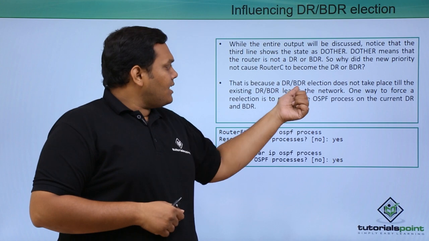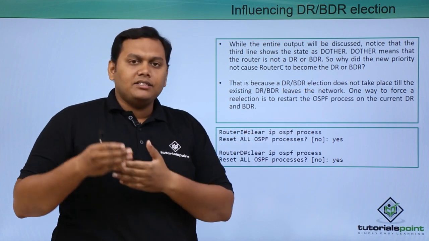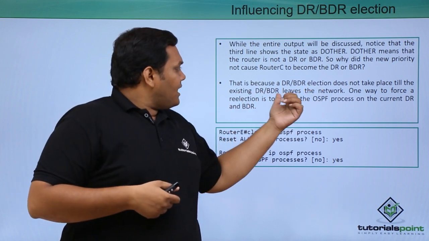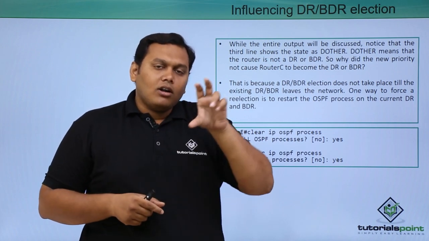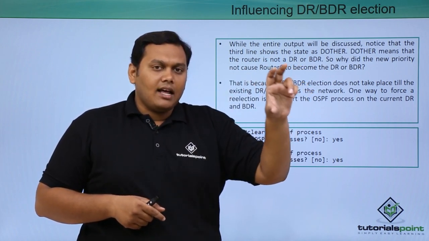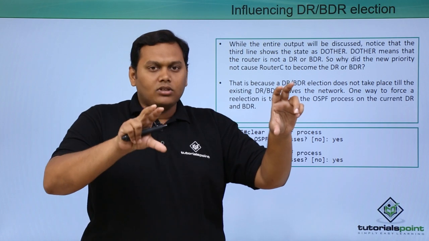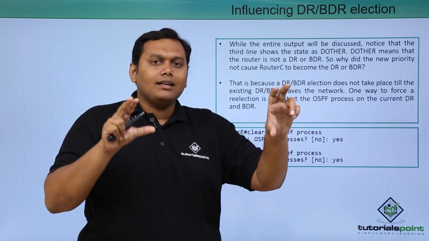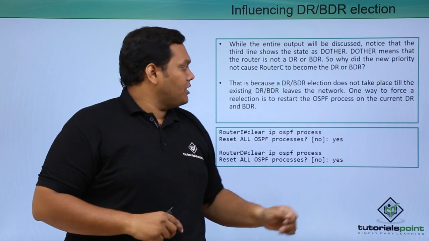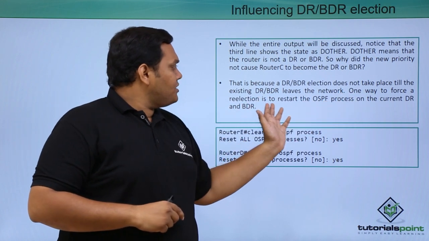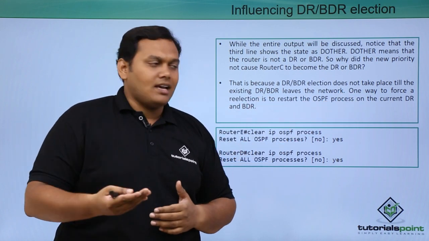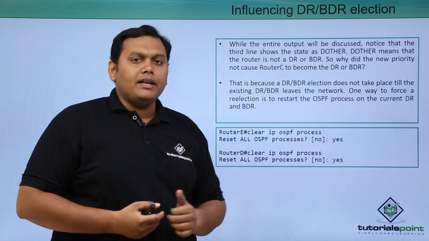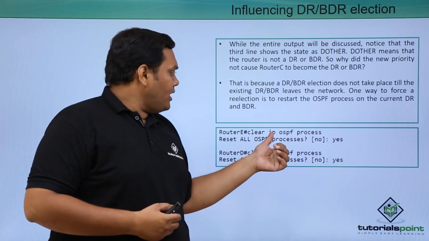This is because DR and BDR election does not take place until the existing DR leaves the network. So, if there is already a DR and BDR available, router C will not become DR or BDR until they leave the network. One way to force a re-election is to restart the OSPF process on the current DR and BDR routers. So, you see how we configure it.